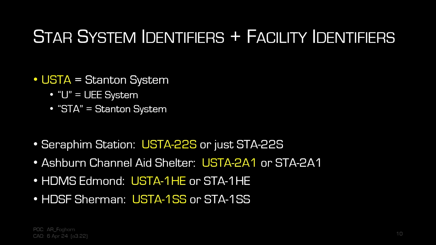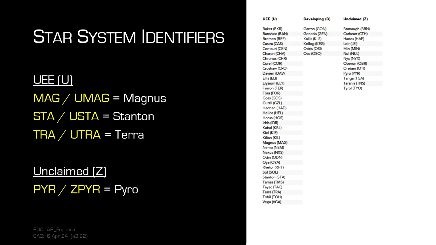The star system identifiers similarly also have a 3-digit, but they could have a 4-digit. The first digit on a 4-digit identifier is what system owns them, such as it'll start with a U pretty much on everything that we're ever going to fly in because it's a UEE system. So you could truncate that to just the 3-digit identifier. So STA for Stanton, or it could be USTA for a UEE system, STA for Stanton. So you can write it either way, and it should work just the same. So there's those others as like Seraphim Station would be USTA 22 Sierra or just STA 22 Sierra. As a shorthand for a system and facility.